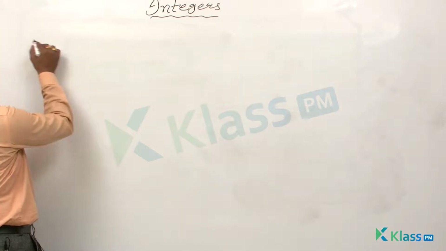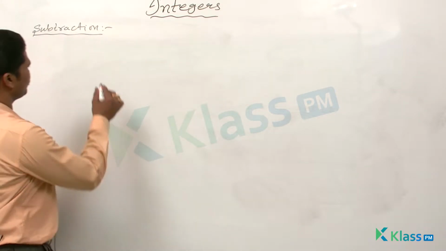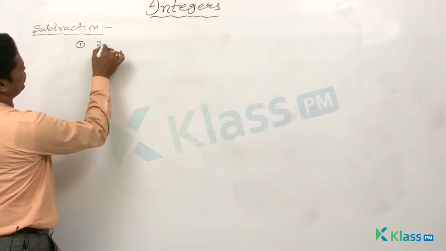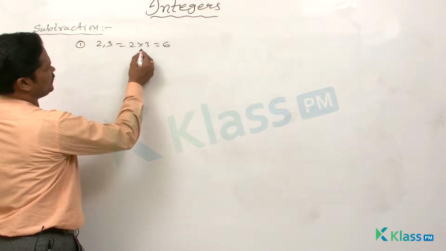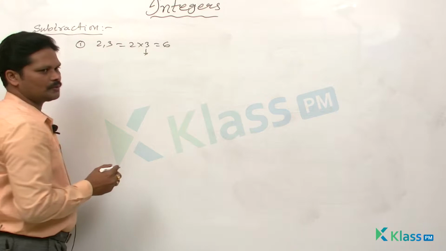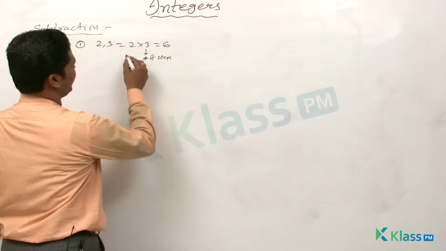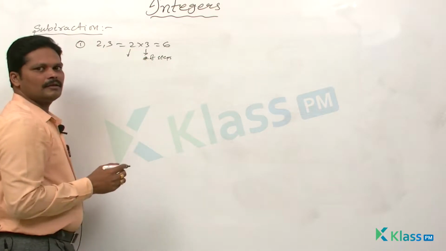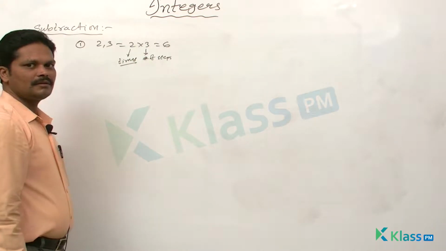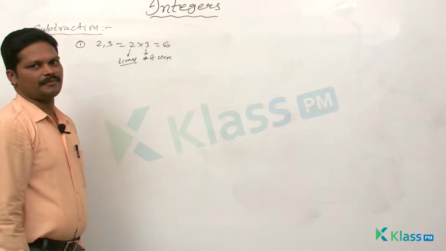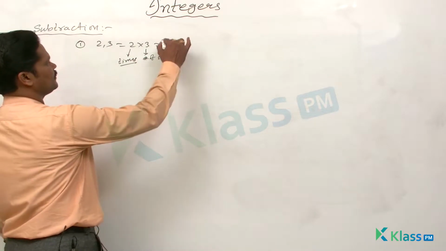Now coming to the subtraction. How should we apply subtraction on the number line? I am taking here 2 and 3. We know 2 into 3 is 6. Here it shows the number of steps we are jumping, and how many times we are jumping. 2 times, each time we should jump 3 steps. That is the meaning of 2 cross 3 or 2 into 3. Then we will get 6 as the answer.